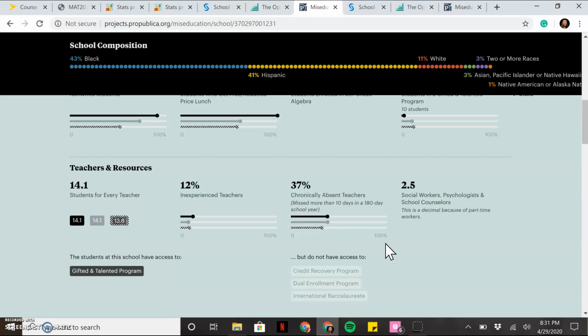But this surprised me the most, that there are 37% chronically absent teachers that are missing more than 10 days in the 180-day school year, which kind of shocked me, because I would think that in a lower income area you would find that these teachers would want to be the person that these students needed, but we also don't know much behind this other than just the number, but this number very much shocked me.